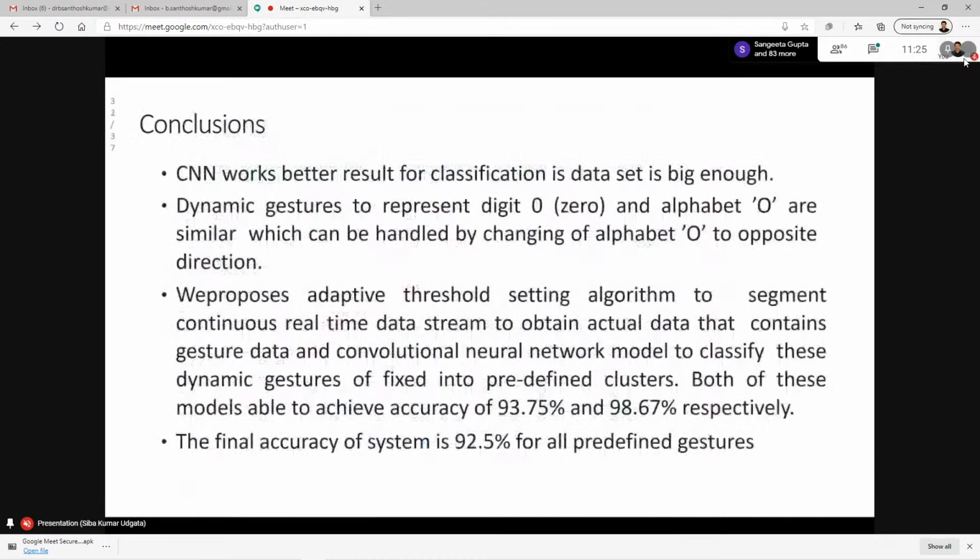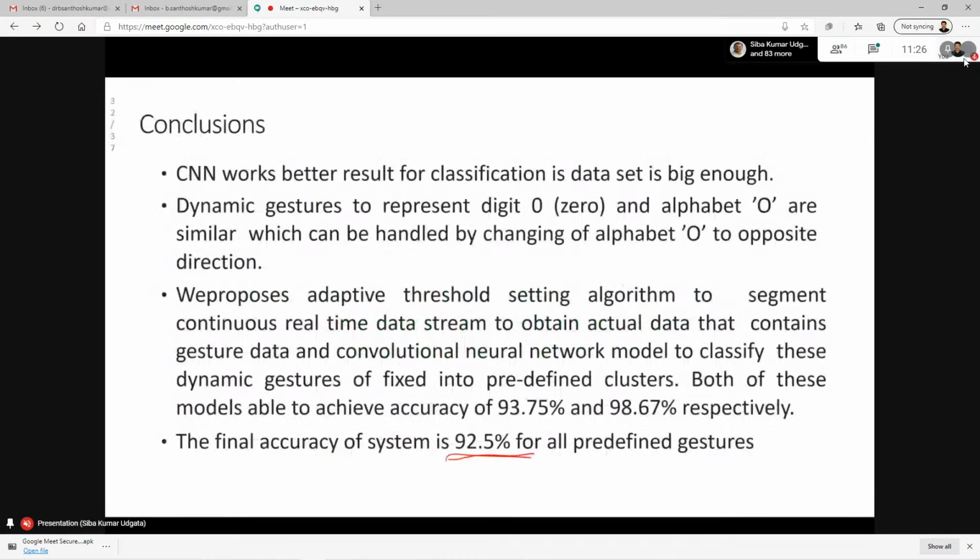So the conclusion here is that the CNN works much better for classification if the dataset is big enough. Dynamic gestures represent digit 0 and alphabet O. We do it in a different way, in the opposite direction. O is taken as clockwise, 0 is taken as anti-clockwise. Now, we have proposed an adaptive threshold setting algorithm that I didn't discuss in detail here. So the final system accuracy is 92.5%.